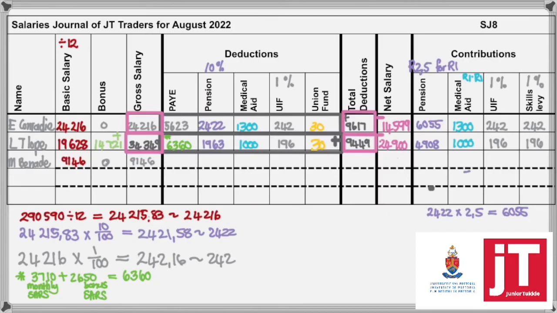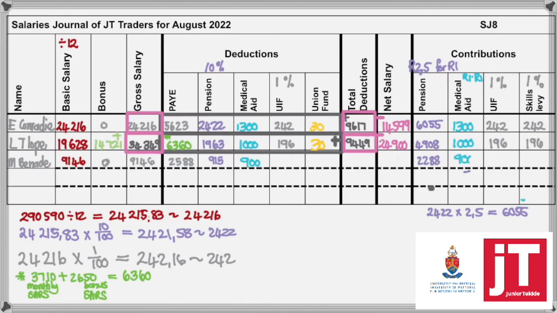9,146 Rand. Yet again, it's a per annum salary divided by 12. He didn't get a bonus, so the gross salary stays the same. They gave us the pay as you earn of 2,588 Rand. Now, yet again, how do we get the pension? It's 10% of the basic salary. So 10% of 9,146 Rand gives us 915 Rand if you round up. And then the 915 Rand times 2.5 gives you the 2,288 Rand.